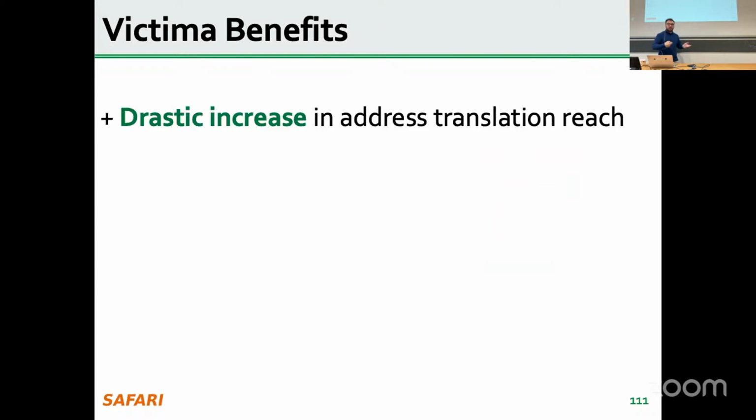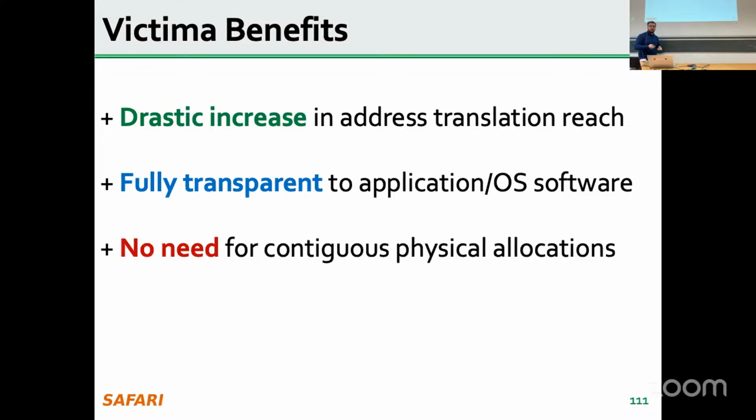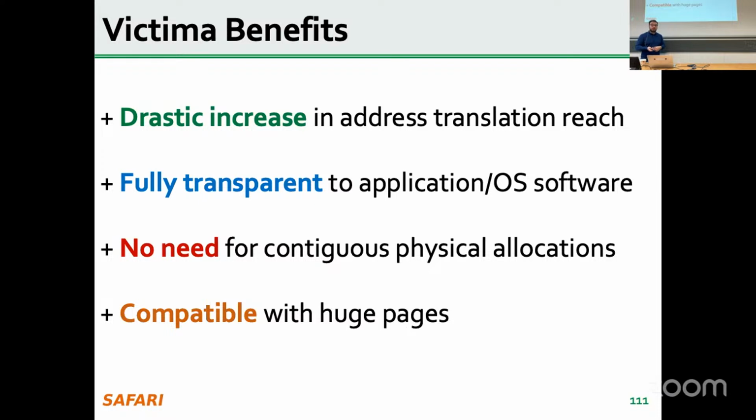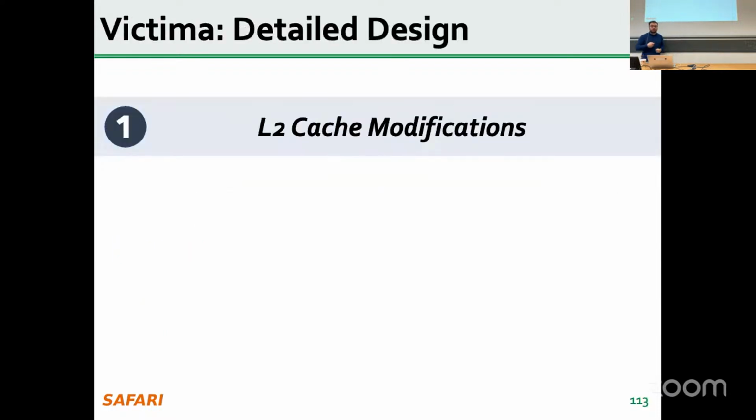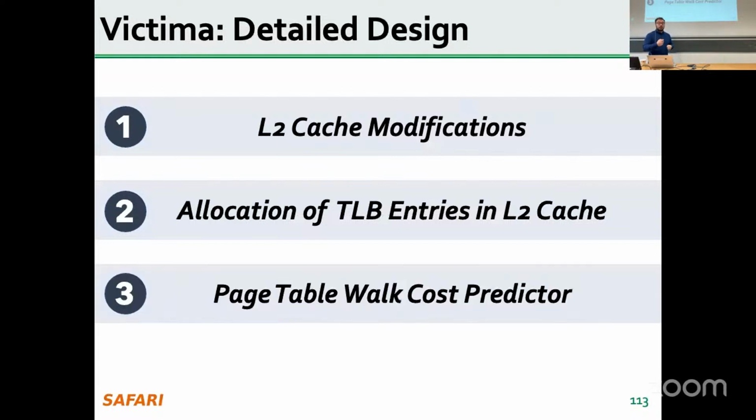The benefits: drastic increase in address translation reach. It's fully transparent to application and OS software. There's no need for contiguous physical allocations, and it's compatible with huge pages. And this is the detailed design. I'm going to talk about how we modify the L2 cache, how we allocate TLB entries in the L2 cache, and what is the design of the page table cost predictor.